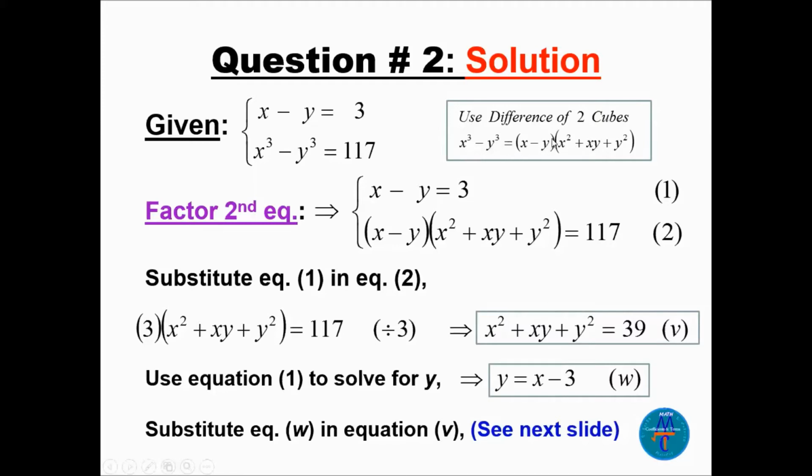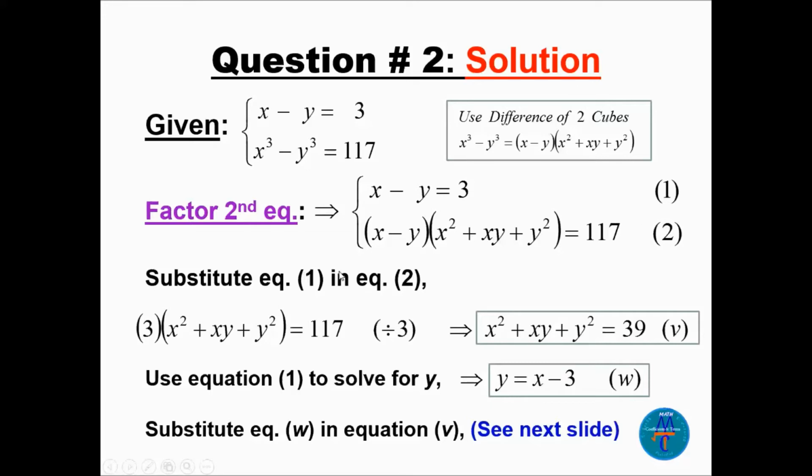You can practice on this. You can multiply out the right side if you want to remember the formula, and you will get exactly x cubed minus y cubed. Okay, let's go now. x minus y is equal to 3. Let's factor the second equation. So we have (x minus y)(x squared plus xy plus y squared) is equal to 117. I will call this equation 1, equation 2.